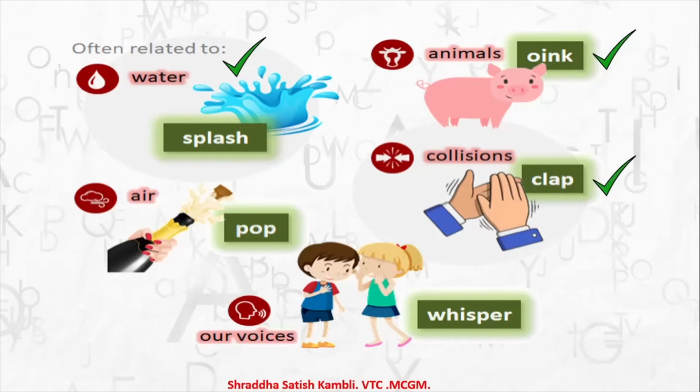Okay? Then you have whisper. See, when you talk very softly, what do you say? You say whisper, whisper, whisper. You speak like this, okay? So that is whisper. Then you have pop, a sound related to air. Pop, when you open the bottle of, you can say Pepsi or whatever, the sound which comes is pop. So these are all examples of onomatopoeia.